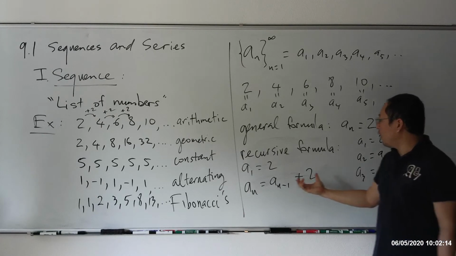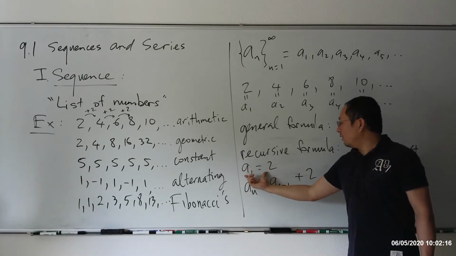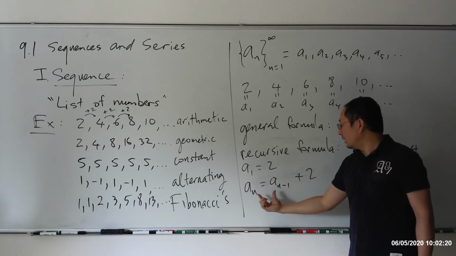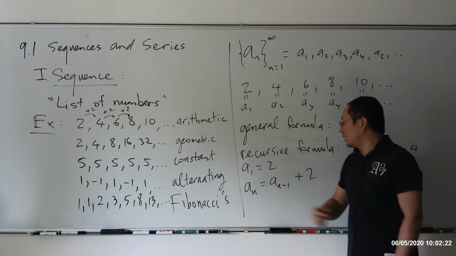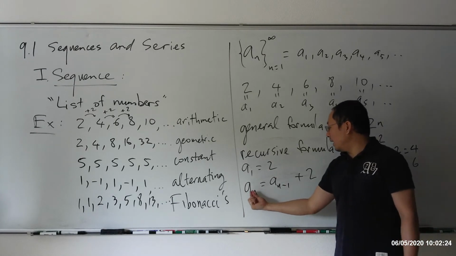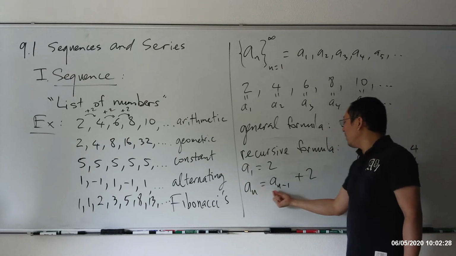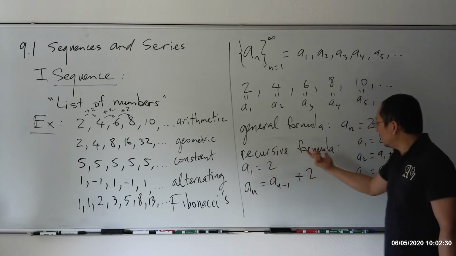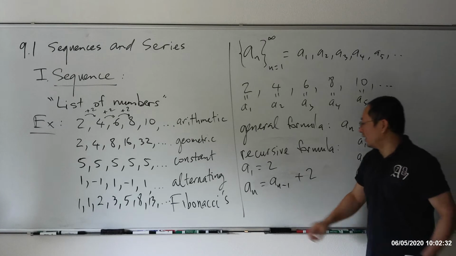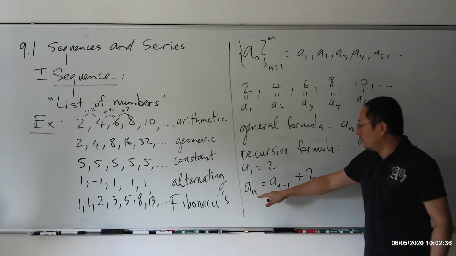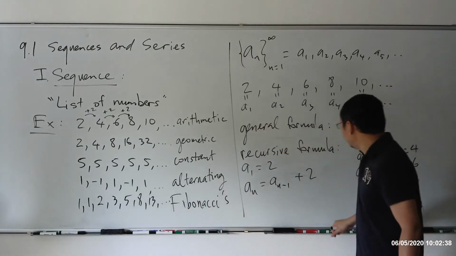So if you have a formula and, given the initial term, could be 1, could be 2, and could be more, but some initial terms, and then they give you the recursive formula, where the nth term is calculated based on some previous terms, this is called the recursive formula right here. And you can use this for the Fibonacci.